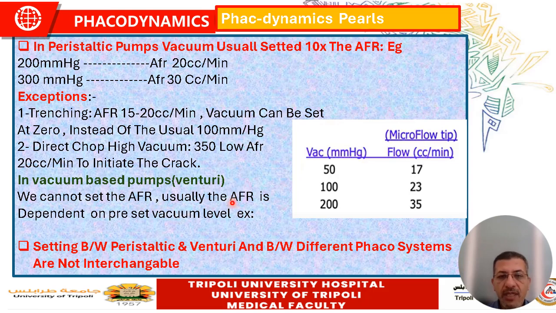Now, it is roughly estimated for a micro tip needle in a Venturi system, if you set the vacuum at 50 mmHg, you have 17 cc per minute aspiration flow rate. If you have a vacuum of 100, you will have 23 and so on. Now, interchange between peristaltic and Venturi systems is not allowed. So if you have your setting in a peristaltic system, it is different than in a Venturi system. So you have to personalize your setting in different systems, also in different machines. So your setting in Alcon differs from your setting in Bausch and Lomb and so on. So you have to customize your setting based on the pump system you have and based on the system you are using.